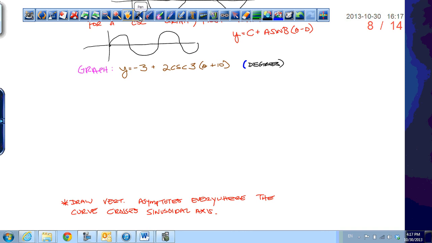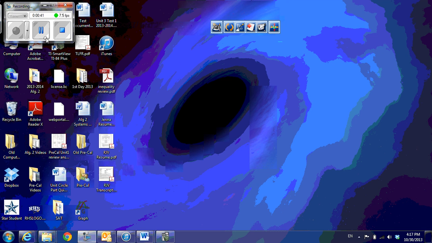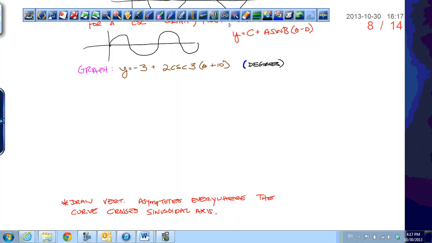So the first thing that we've got to know is what we're graphing here. Since it's cosecant, we're going to be graphing sine.